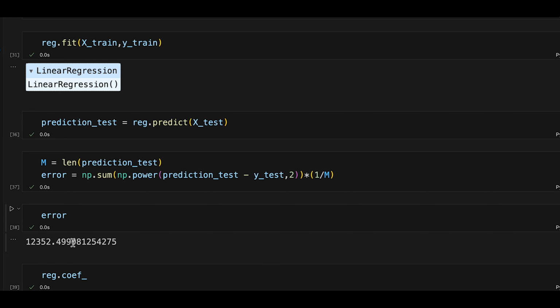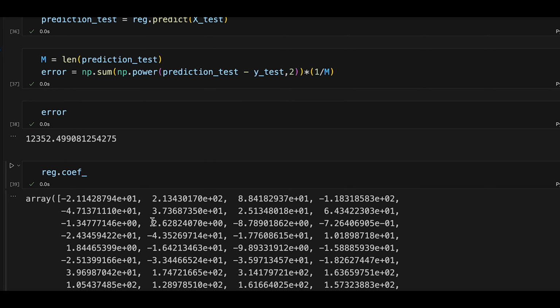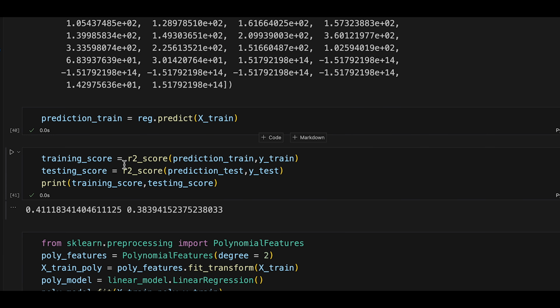So by seeing just the error, we'll not get a very good idea. So let's see the score. And these are all the coefficients that got adjusted while applying linear regression. If you check the R2 score, for training data, the R2 score is 0.41, and for the testing data it is 0.38. That means that our model is underfitting, because on training data itself the score is not really good. By seeing this, we can clearly say that our model is underfitting.